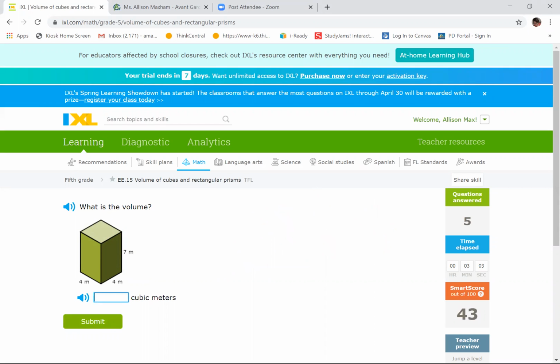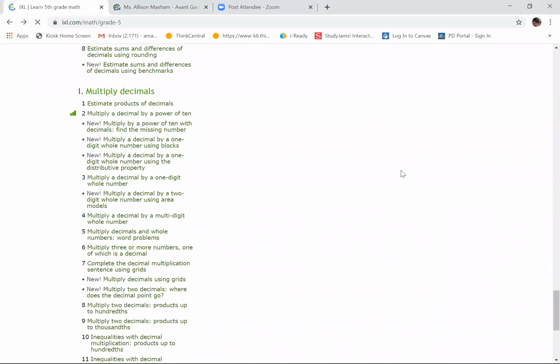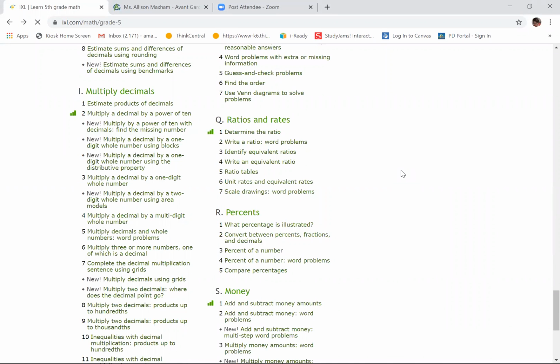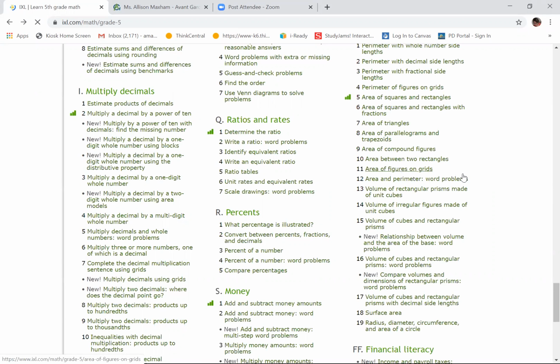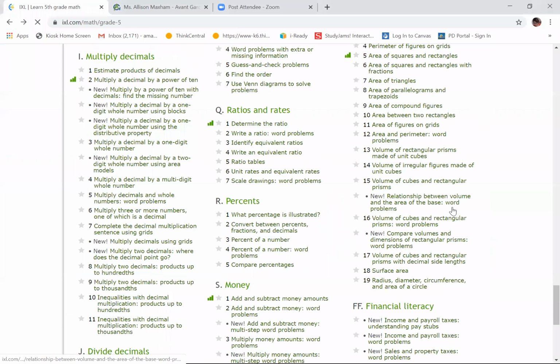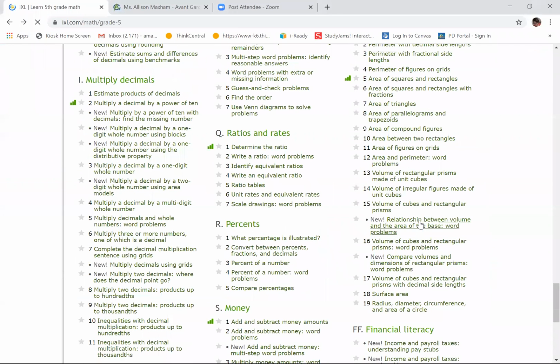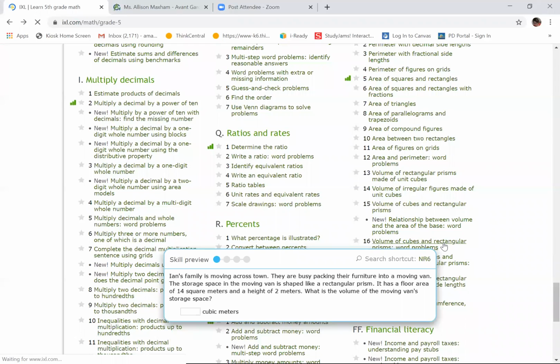Okay, let's go back. And let's do a story problem together before I send you on to practice on your own. Oh, I just saw it. Okay, word problems.